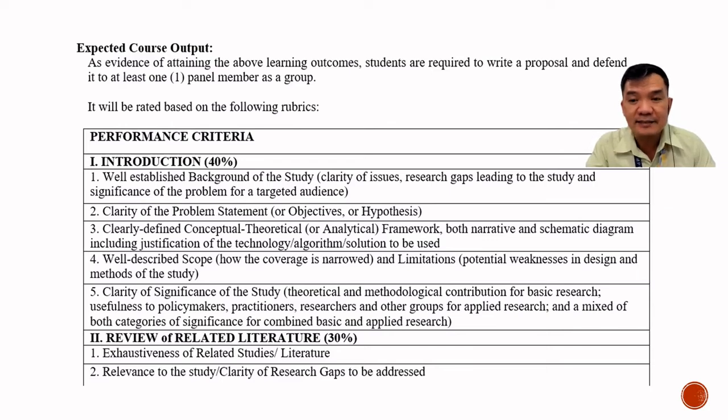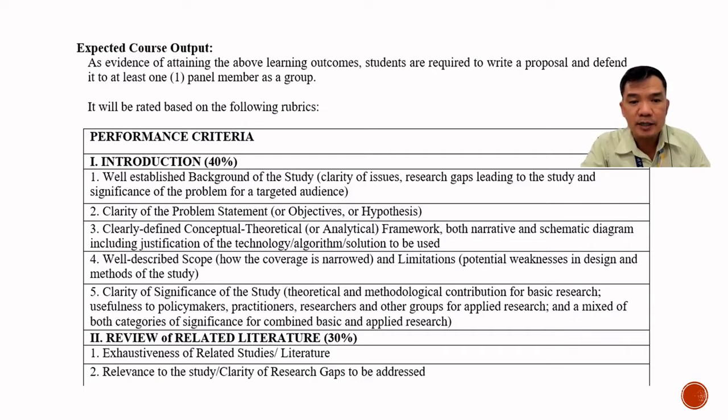So as stated, you need to write a research proposal and at the same time defend it. If you can defend it in front of 3 panel members, you will probably have a grade of 1.0 or 1.25, and the least is 1.5. But if you cannot defend the proposal at the end of the term, you might get a grade of 1.5 or maybe lower. So how will you be graded?